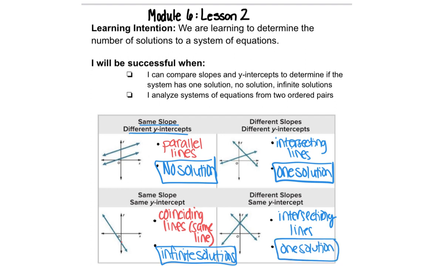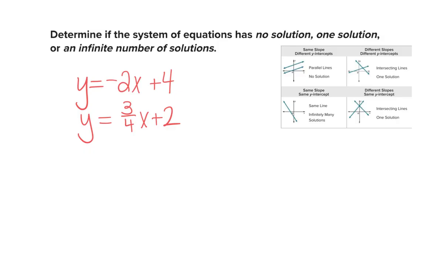So basically, I'm noticing here, and you may want to highlight this in your notebook, when the slopes are different, these lines are always going to have one solution, right? But if the slopes are the same, then you have to pay attention to the y-intercepts to decide: are these lines going to have infinite solutions or no solutions? So use this as we work through the next few systems of equations so that you can find how many solutions there are without having to actually solve them. All right, let's take a look at an example.